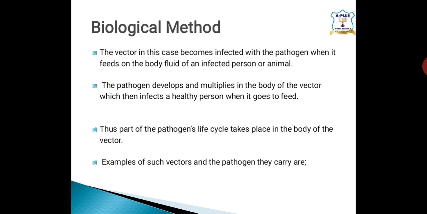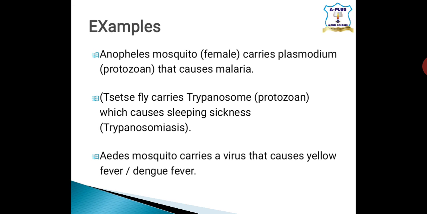Part of the pathogen's life cycle takes place in the body of the vector. That means the pathogen has a kind of life cycle that takes place in the body of the vector. Examples of such vectors and the pathogens they carry are the female Anopheles mosquito, which carries the Plasmodium protozoan that causes what? Malaria. I think I have explained much. The tsetse fly carries the trypanosome protozoan, which causes sleeping sickness, trypanosomiasis. Another one is the Aedes mosquito, which carries a virus that causes yellow fever and dengue fever.